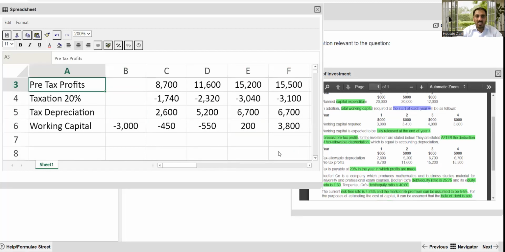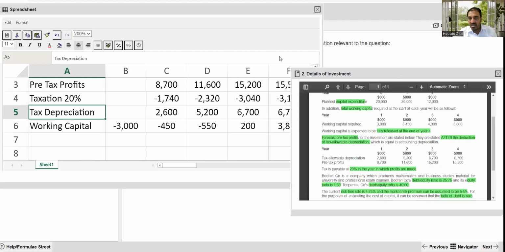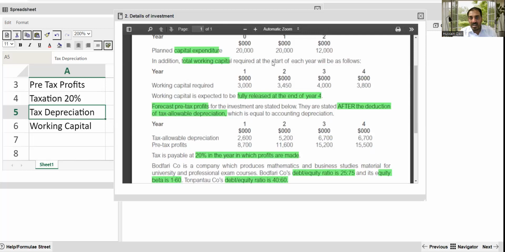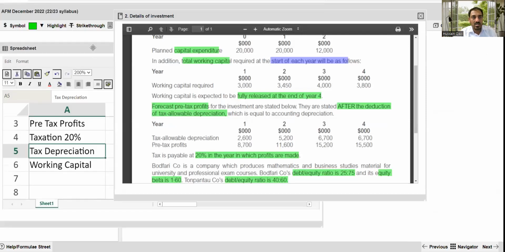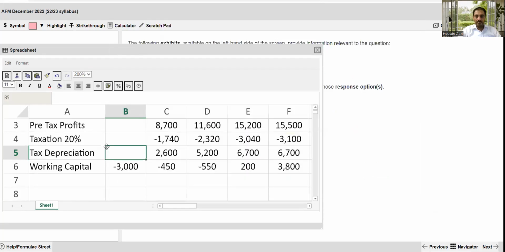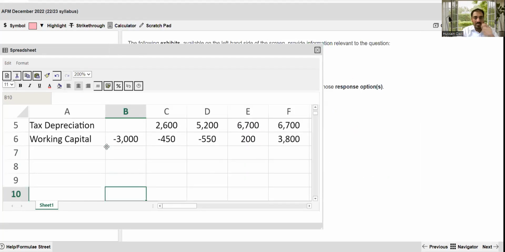If you have any confusion, just make a separate working, total and incremental. But be conscious that here the examiner particularly mentioned that working capital is required at the start of each year. Start of each year, that's very important. So start of each year means year 1 start is year 0, year 2 start is year 1. All clear. Okay. This is the working capital point.